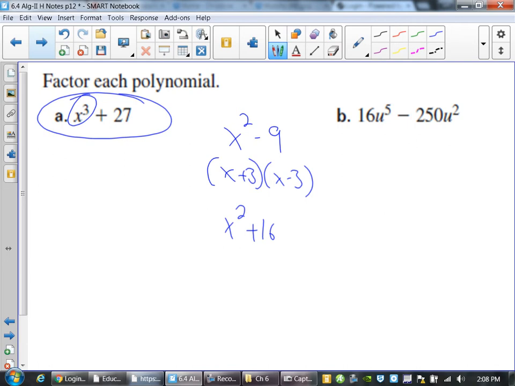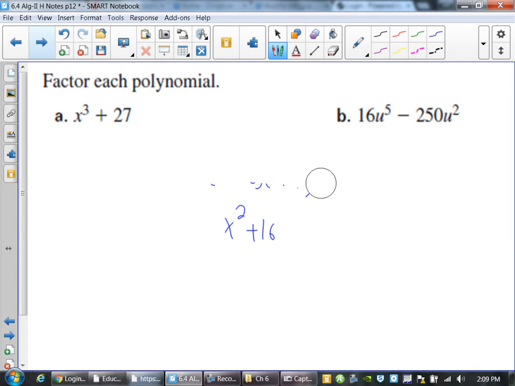And what that means is that you're going to have to know some of your perfect cube roots. How to cube things off the top of your head. For example, what's 3 cubed? 27. What's 4 cubed? 64. What's 5 cubed? 125. Okay. So what happens is you get what's called, in this problem, a sum of cubes.